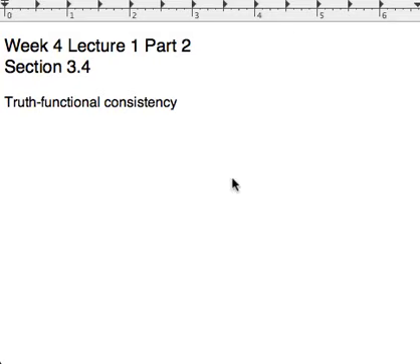Hi, welcome to part 2 of the first lecture of week 4. We're going to be looking at section 3.4 now, and this is the section on truth functional consistency.